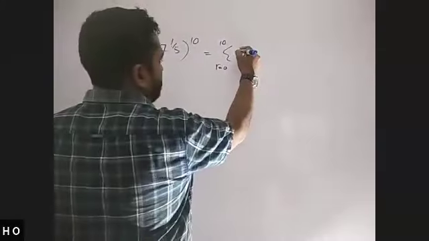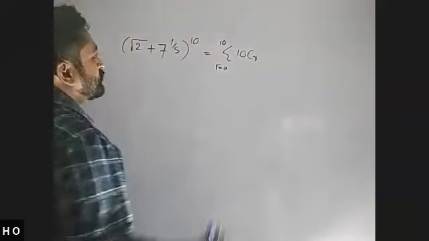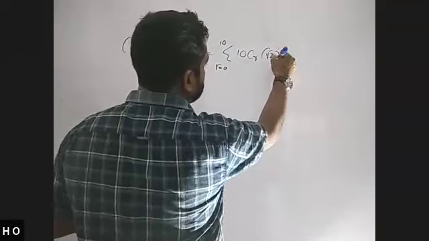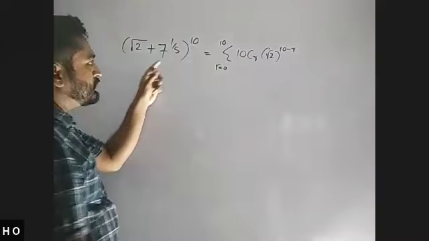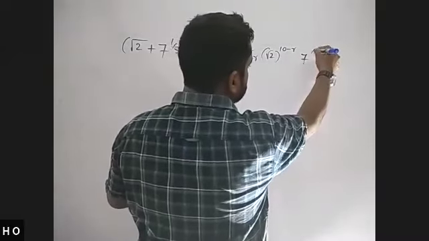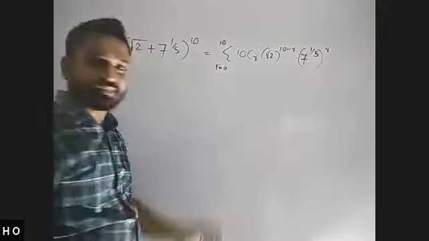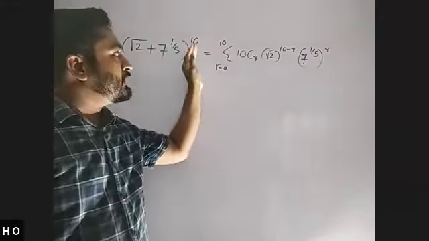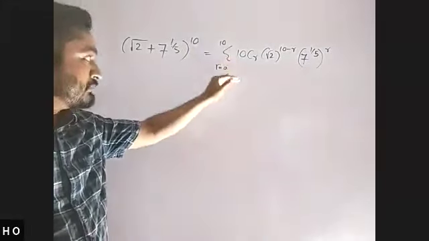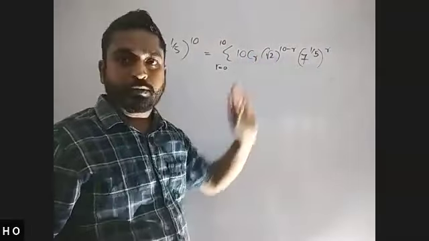So let us write down the general term: 10Cr, root 2 to the power 10 minus r, 7 to the power 1 by 5 to the power r. Clear? So how did I expand? (x plus y) to the power n, r equals 0 to n, nCr, x to the power n minus r, y to the power r.